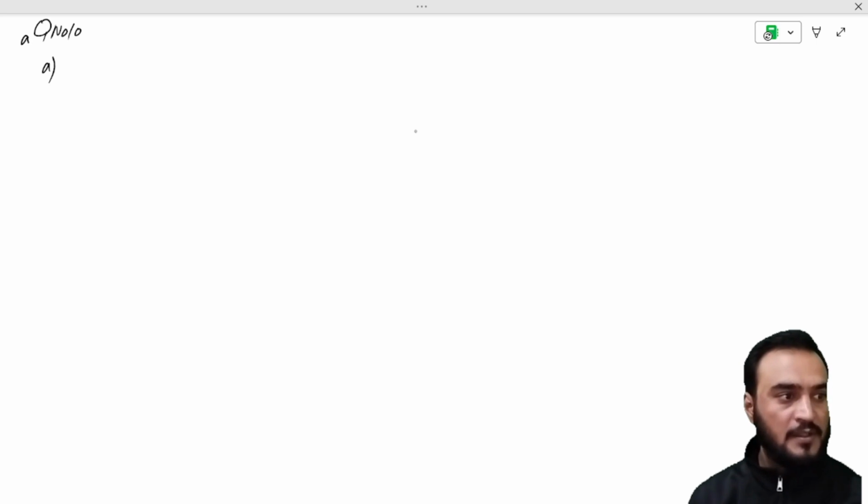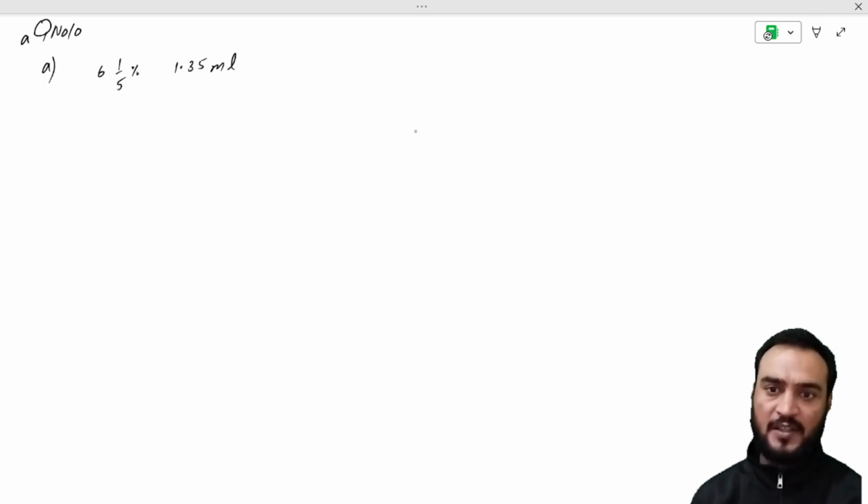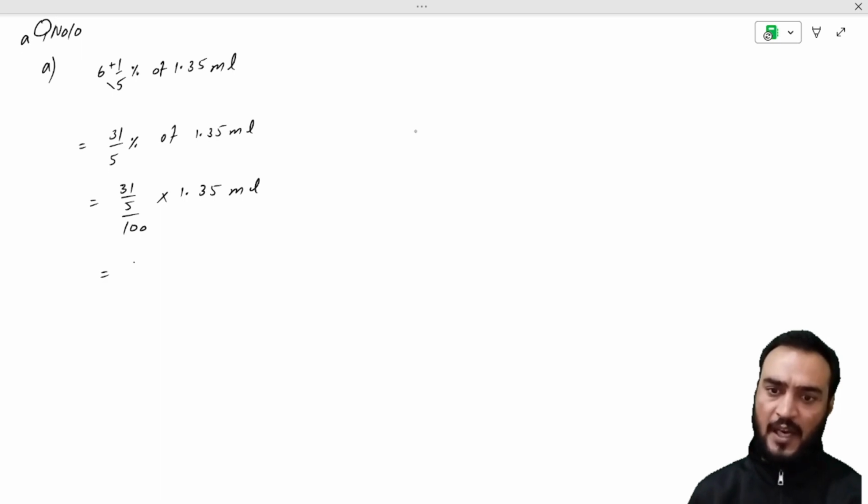A is 6 into 1 over 5% of 1.35 milliliters. So how do we find 6 into 1 over 5% of 1.35 milliliters? First, we convert this mixed fraction into an improper fraction: 6 fives are 30 plus 1, 31. 31 over 5% of 1.35 milliliters. So 31 over 5% means 31 over 5 over 100. Percentage means over 100, multiplied by 1.35 milliliters.